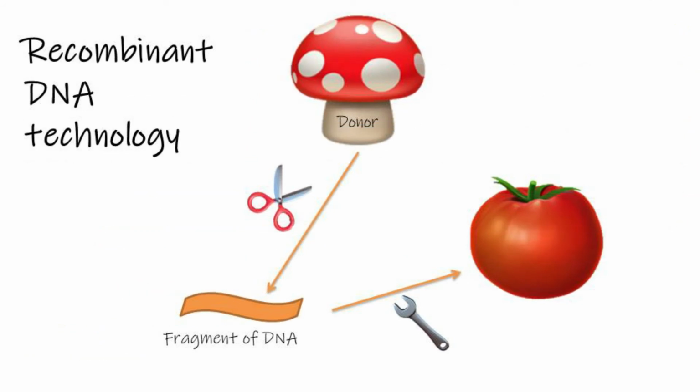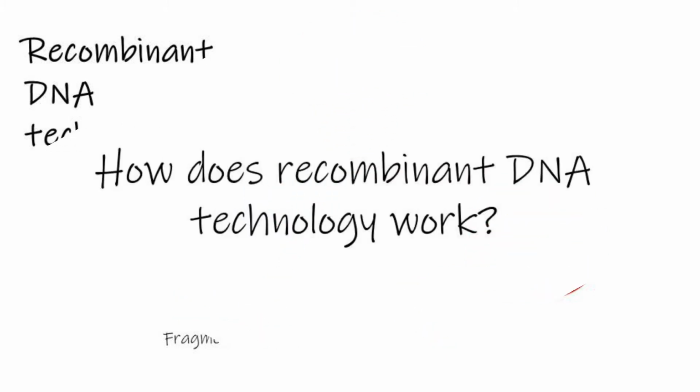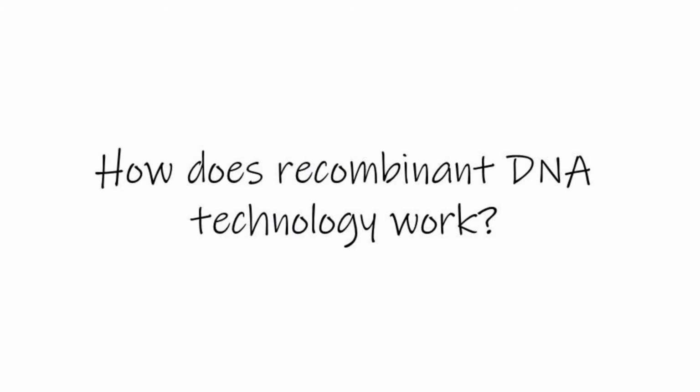Recombinant DNA technology is often used in genetic engineering. This is a technique in which a fragment of DNA from a donor cell or organism is isolated and then inserted into the DNA of another cell or organism. This allows scientists to introduce a new characteristic into an organism by inserting a new gene into its DNA. How does recombinant DNA technology work?